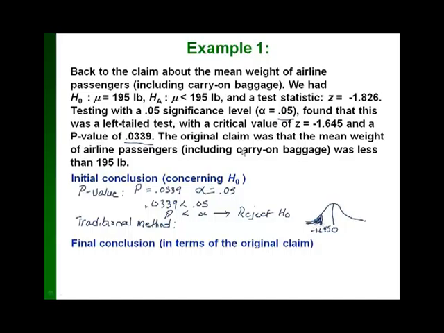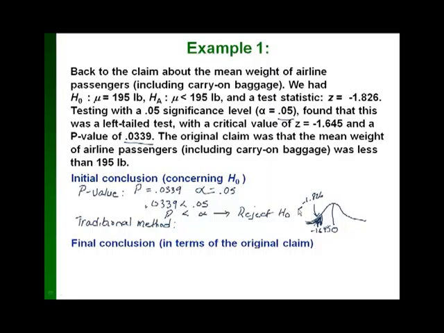And then we look at our test statistic, which was negative 1.826. We just want to know which side of this critical value it's on. In this case, it would be to the left of that. So right about here would be our test statistic. Since it's in the critical region, that would also tell us to reject our null hypothesis.